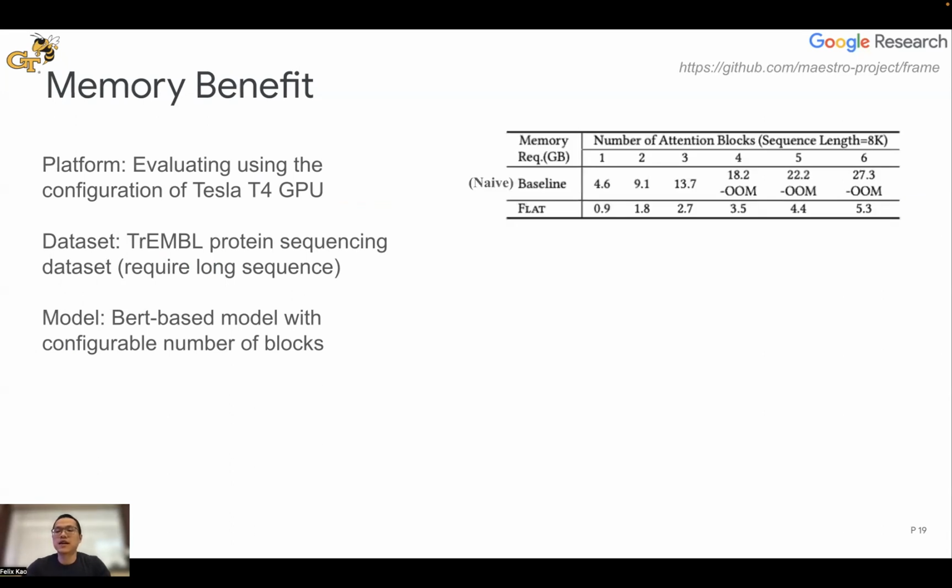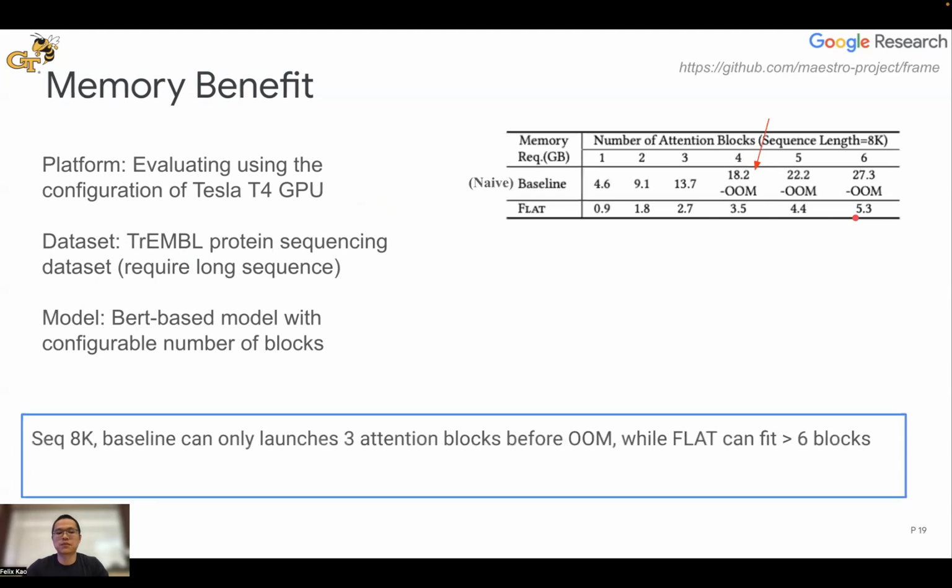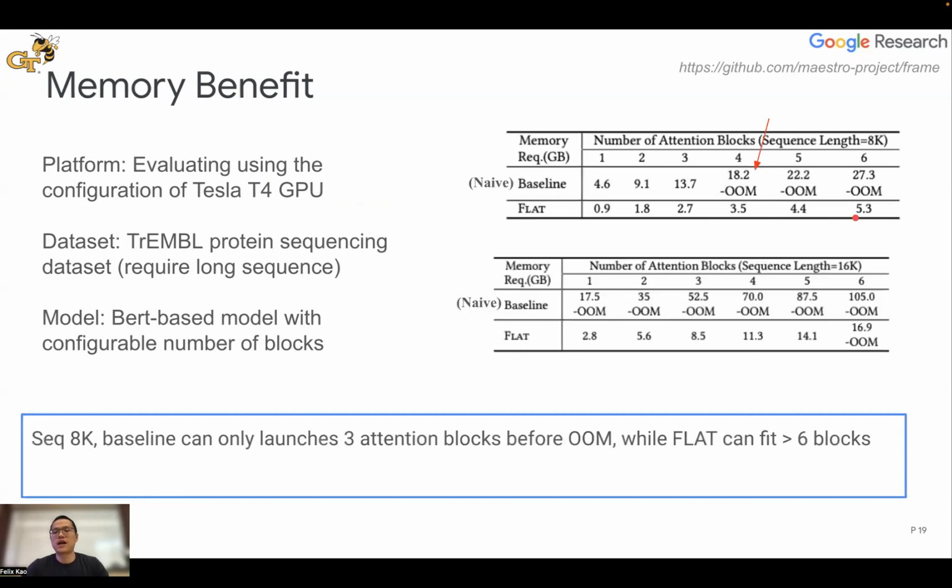At the sequence length of 8K, you can see that the naive baseline can fit 3 blocks in the GPU, and flat can fit 6 or even more. At sequence length of 16K, the naive baseline cannot fit any block at all, while flat can fit 5 blocks.